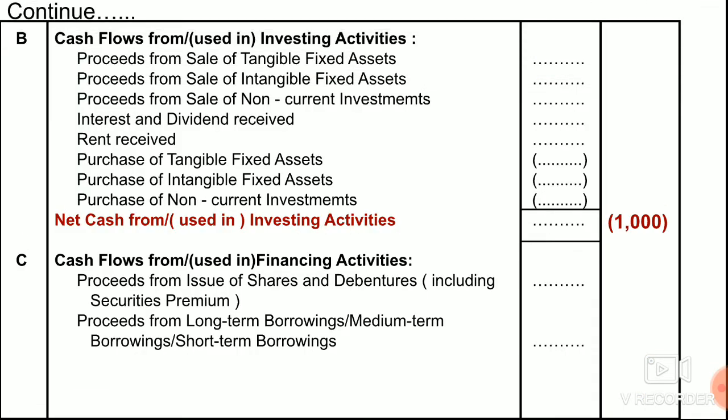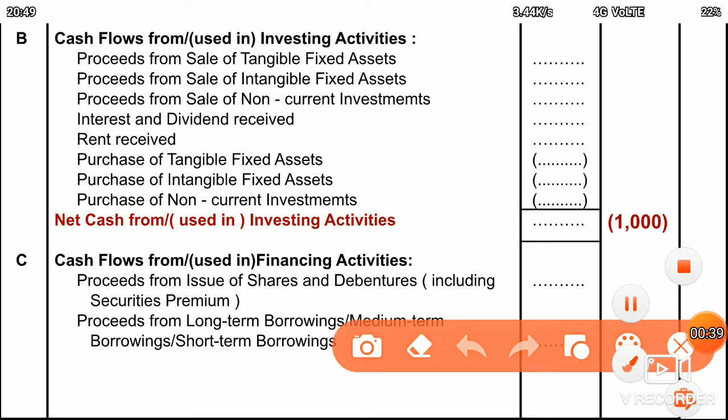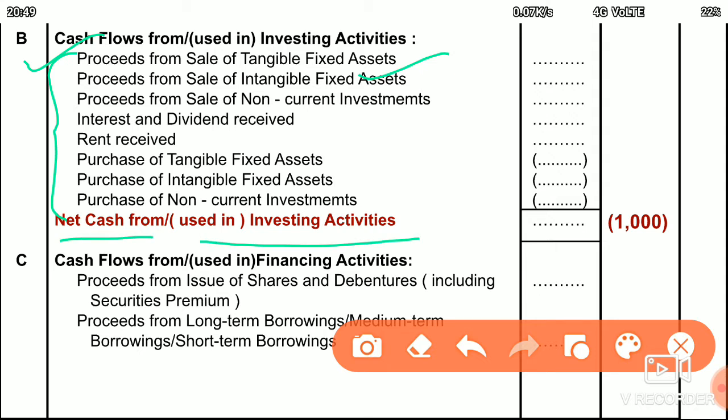Now, Part B of the statement shows the cash inflows and outflows from investing activities. And after the detailed calculation, the net cash inflow or outflow will be shown as net cash from or used in investing activities.